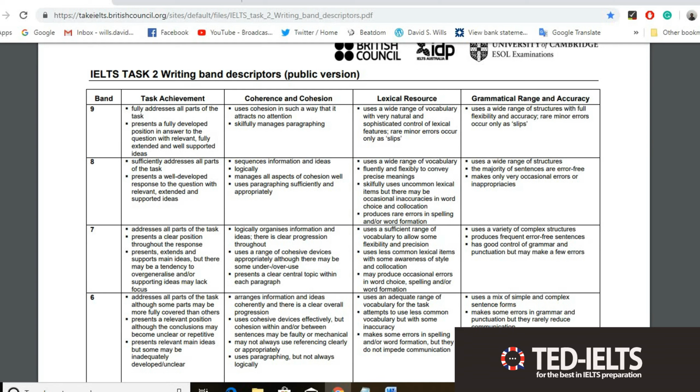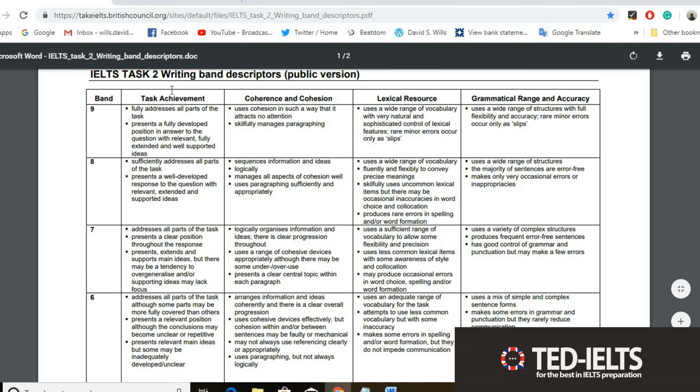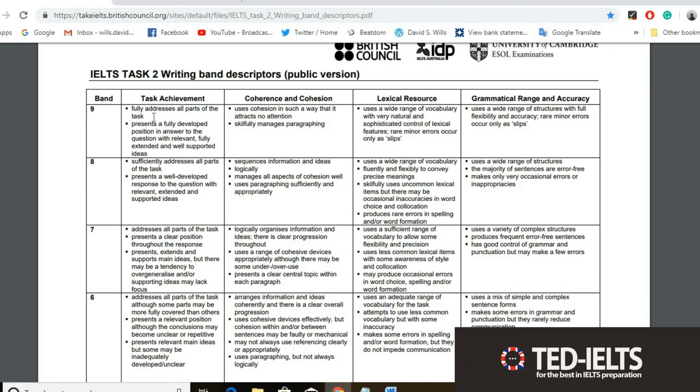We're looking at how to write an IELTS Task 2 essay and how you can get a good grade for it. One of those 4 parts of the exam is task achievement. We can see here the IELTS band descriptors, and this is from the British Council website, which you can see up at the top here. You can find these by searching Google for it.